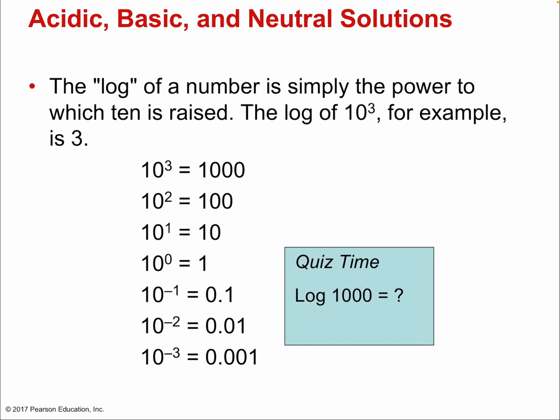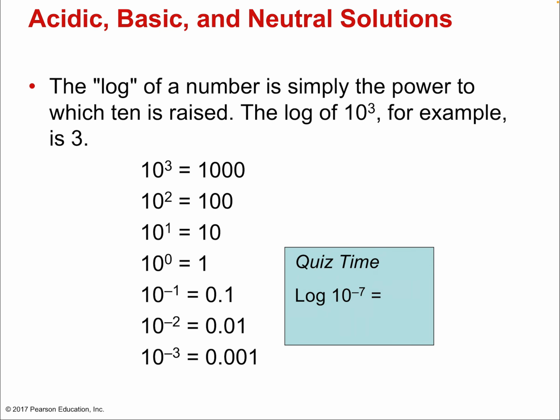Okay, quick quiz. What's the log of 1,000? Well, log of 1,000 can be rewritten as 10 to the 3, so that's just a log of 10 to the 3, so it's got to be 3. All we've done here is just rewrite 1,000 in its exponential form, which then allows us to easily take a log of it. But what's the log of 1? It's 0. The log of 1 is 0.